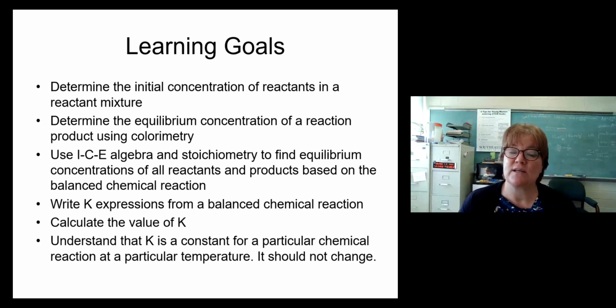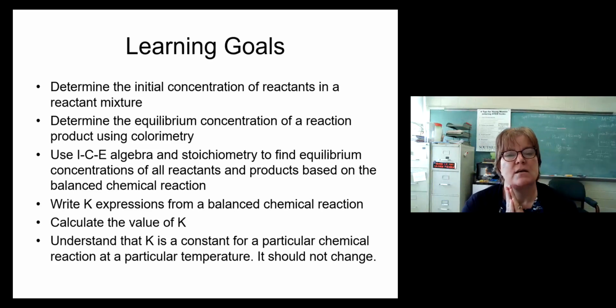We need to be able to calculate the equilibrium concentration of a reactant mixture using colorimetry. Now this is just a repeat of what we did in lab 1 and lab 3, so that's not particularly bad. Then we're going to introduce this ICE algebra, initial change equilibrium, and stoichiometry to be able to find these equilibrium concentrations, and then to use the balanced chemical equation to figure out what all the other equilibrium concentrations have to be. You'll have a lot of trouble with that.